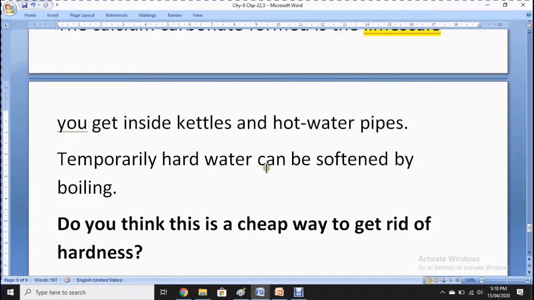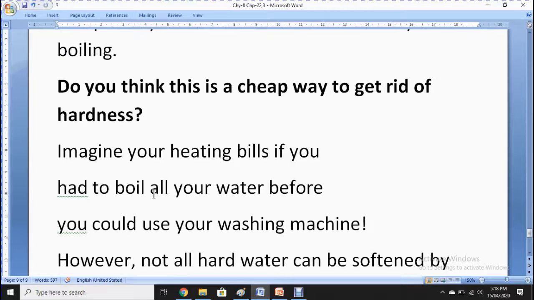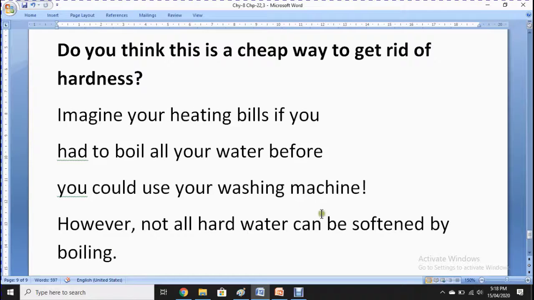Temporary hard water can be softened by boiling. This is the simplest method to get rid of temporary hardness. Do you think this is a cheap way to get rid of hardness? Imagine your heating bills if you had to boil all your water before using it for the washing machine. Can you imagine that? It's not cheap, because when you boil, you consume a lot of energy in the form of electricity, coal or gas. So it's not as cheap as we think.